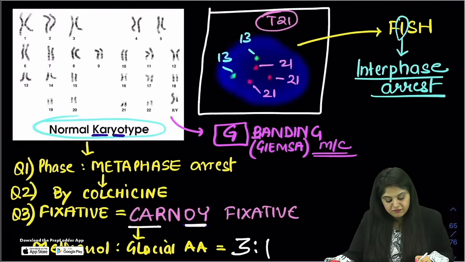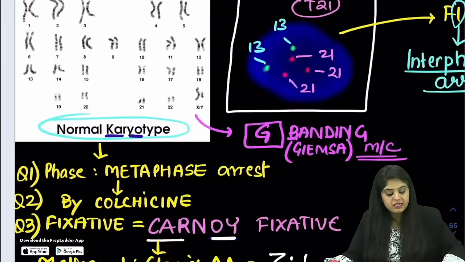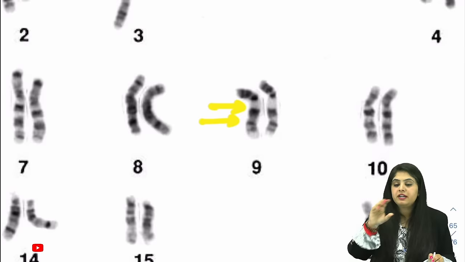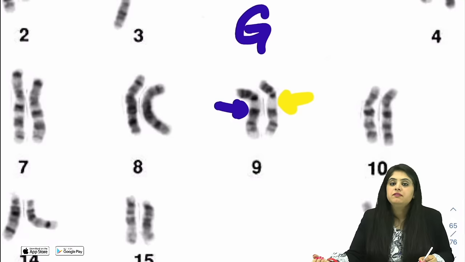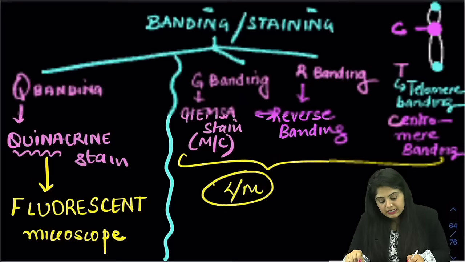What is R banding for? Firstly, why did you call it banding? Because your chromosomes are dark and light. There are bands, dark bands and light bands. In reverse, it will be the opposite: whatever is dark in G banding will become light, and whatever is light in G banding will become dark in reverse. So when you want to see different regions within the chromosome, that is when you do this.